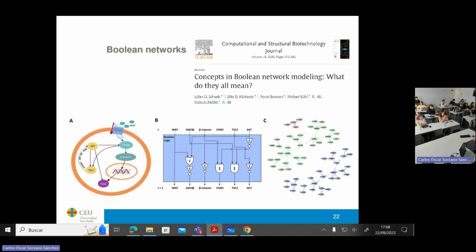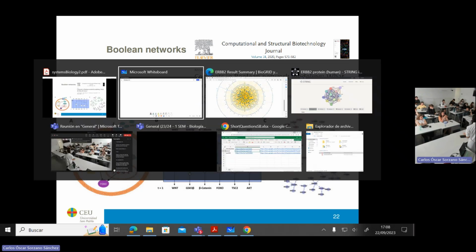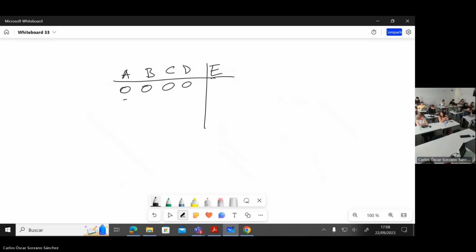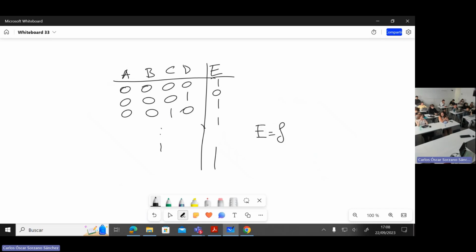And all you have is data. So all you have is this kind of data. So let's say that I have, I don't know, several proteins. And I think that E is a function of these. So you may remember all these. And then you have some result. I don't know, 1, 0, 1, 1, whatever. And how do I infer E as a function of A, B, C, D?